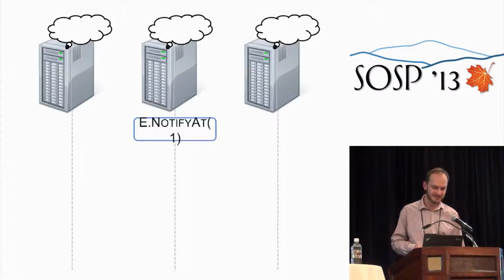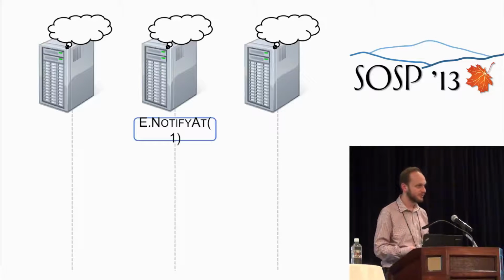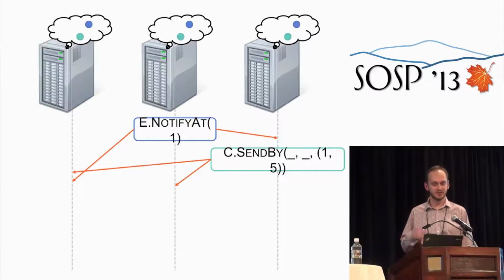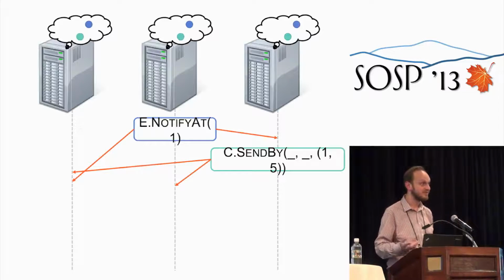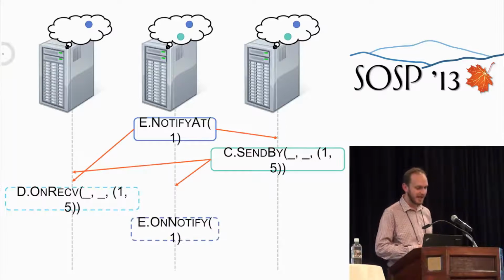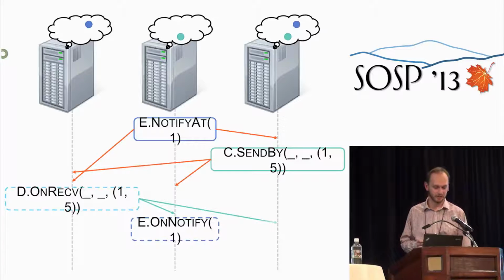Then when events are created in notifyAt, for example, the creating process adds the event to its local approximation. And the same happens when a process does a sendBy. And then they broadcast information about these events to the other processes, allowing them to learn about these events and update their approximation. When events are consumed in onReceive, for example, the event is deleted locally, and same for onNotify, and then the same broadcast happens, which removes the events from all of the local approximations.